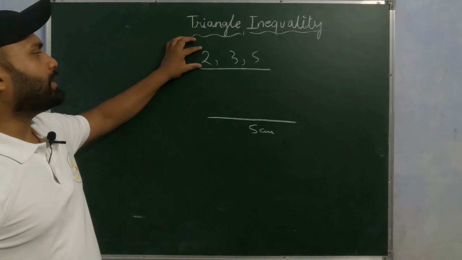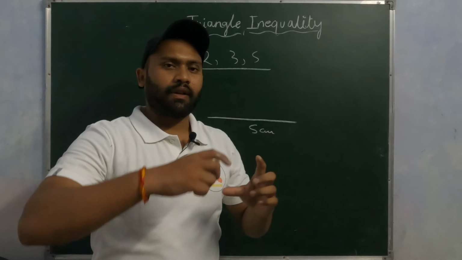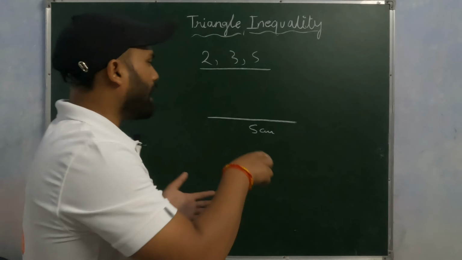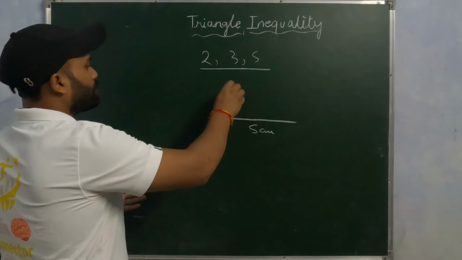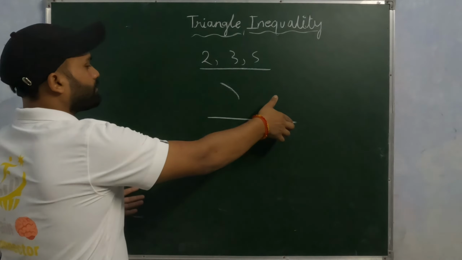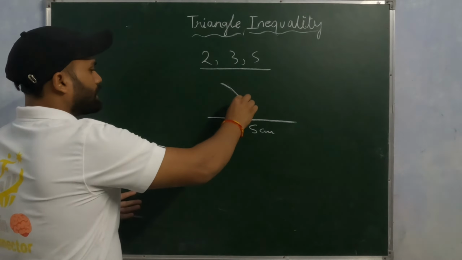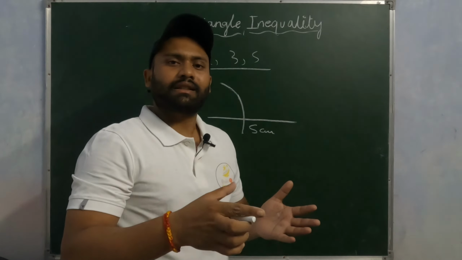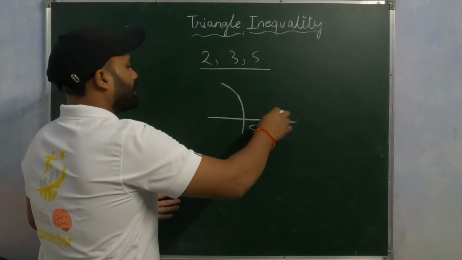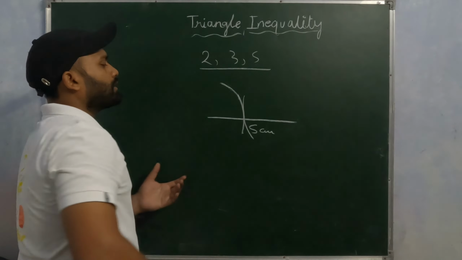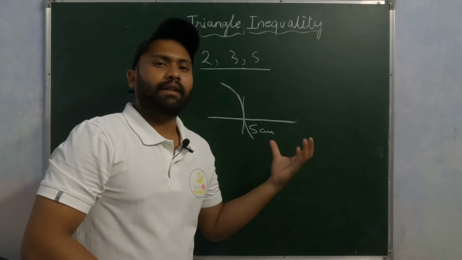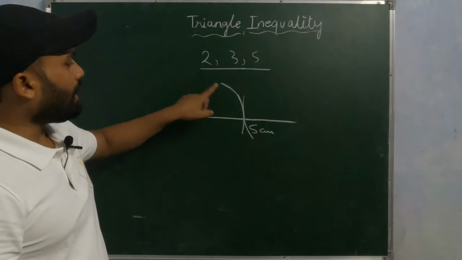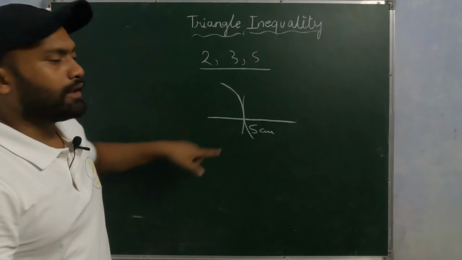Then what do we do? Then we measure 2 centimeter in your compass. On your scale you will use the compass, measure the 2 centimeter and cut an arc over here. Then you will take 3 centimeter and cut an arc here. When you do this, you will find that both arcs cut the line at the same point, which is this.